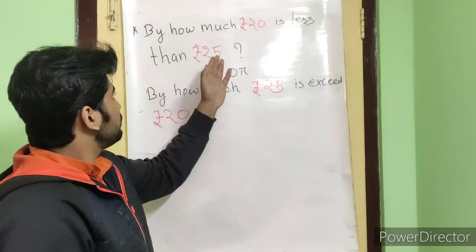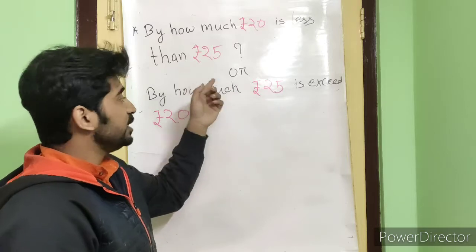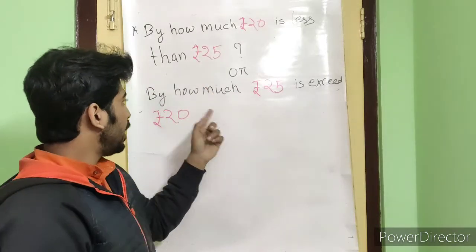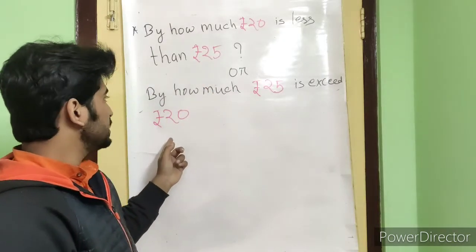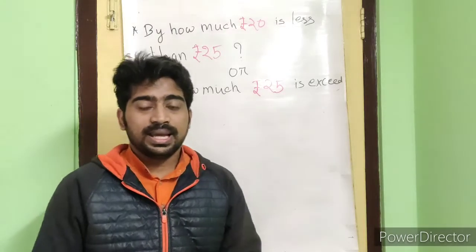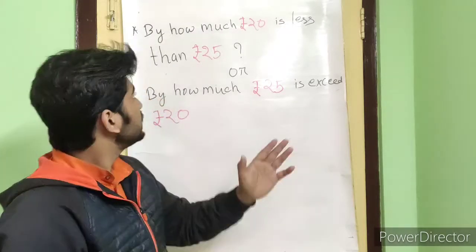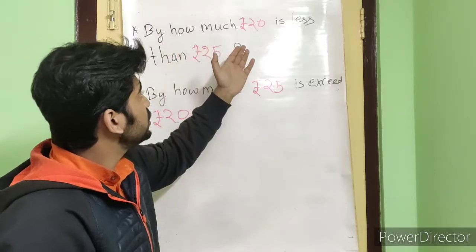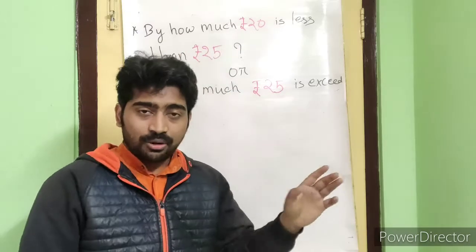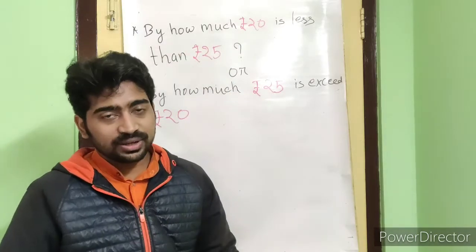See what has been given, by how much rupees 20 is less than 25, or by how much rupees 25 exceeds 20. In first case, what has been given to you? In first case, they are telling that by how much 20 is less than 25. Now it is clear that 20 is less than 25.